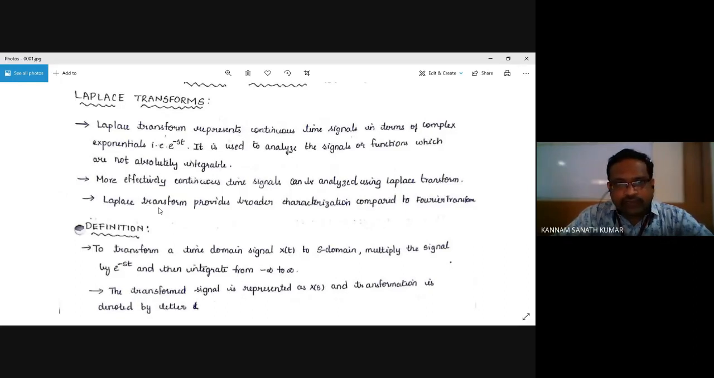For that algebraic equation, you are transforming the time domain signal into a frequency domain signal, and after getting the frequency domain signal, you get an algebraic expression. Again, if you apply the inverse Laplace transform, you can get the solution for that differential equation of higher order terms.